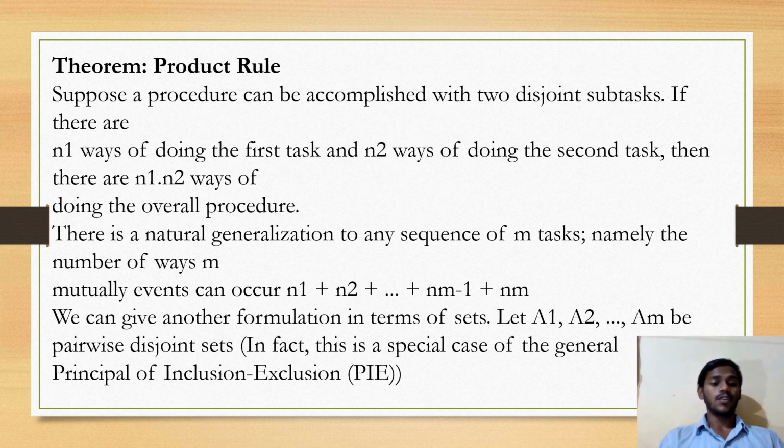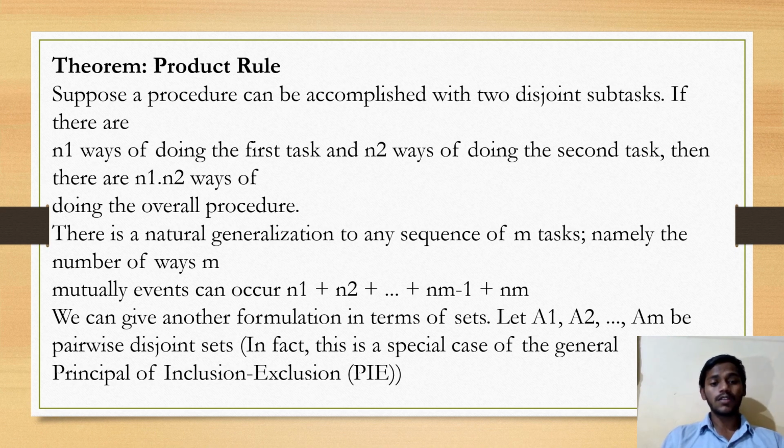Theorem, product rule. Suppose a procedure can be accomplished with two disjoint subtasks. If there are n1 ways of doing the first task and n2 ways of doing the second task, then there are n1 into n2 ways of doing the overall procedure. There is a natural generalization to any sequence of m tasks: the number of ways m mutually exclusive events can occur is n1 plus n2 plus and so on to nm minus 1 plus nm.